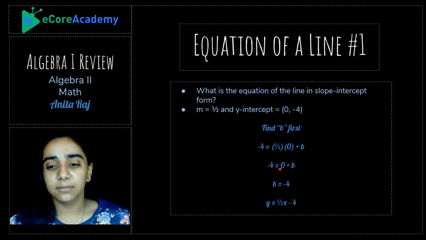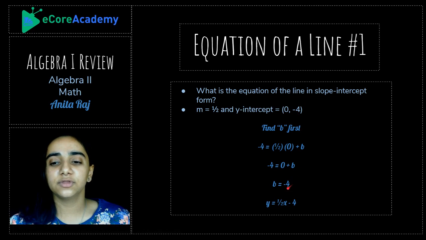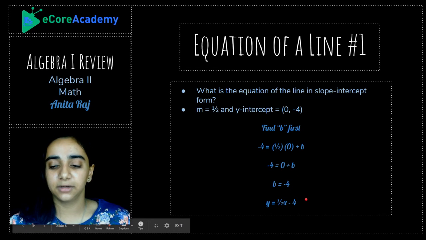Then you subtract 0 from both sides. You get b equals negative 4. So then when you put it all together, y equals 1/2, where we got from here, x minus 4, which you could have gotten from here, or you could have gone through these steps to get negative 4 for b.